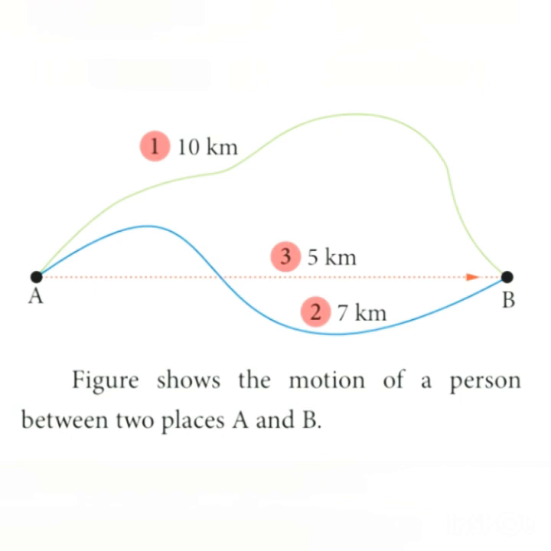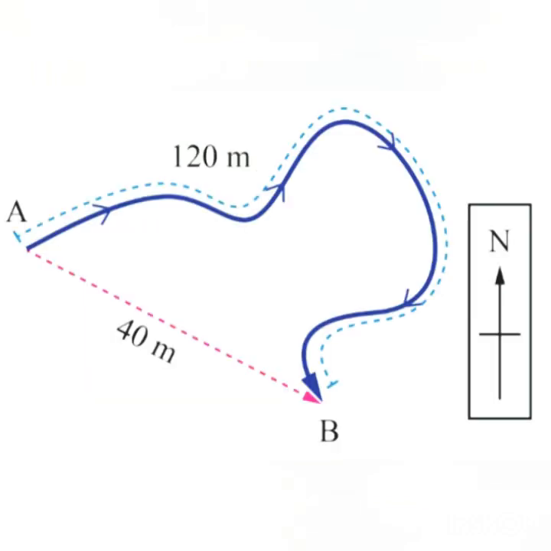5 kilometers is the displacement. So see one more example. Here in this diagram, for the path of the object traveling from A to B, the distance traveled is 120 meter.